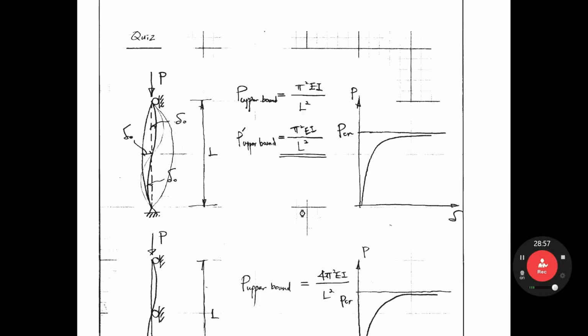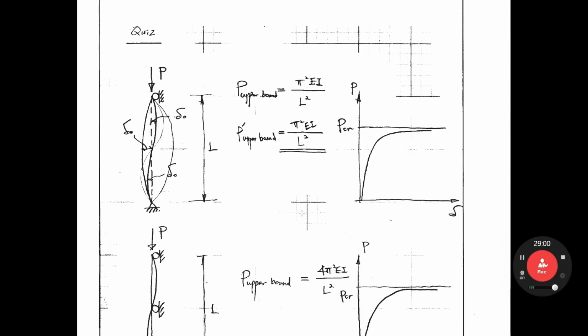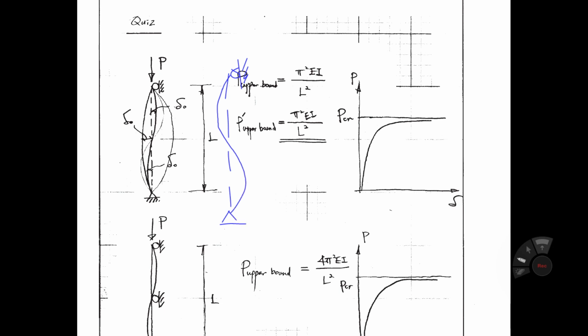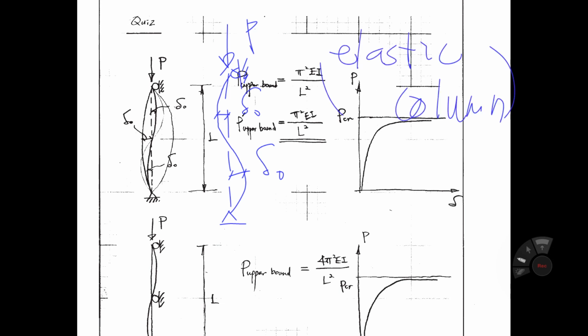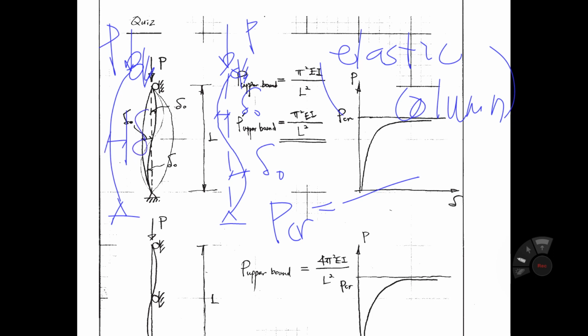We have some time, so I'd like to provide you some keys. The column has geometry imperfection like that. This is delta 0. This is delta 0. And then apply load P here. Let's consider this is just an elastic column, not inelastic. What is Pcr of this column? With geometry imperfection like that, what is Pcr? Delta 0. What is the maximum P? In fact, there is some geometry imperfection. We don't have any Pcr, right? But what is the maximum P?